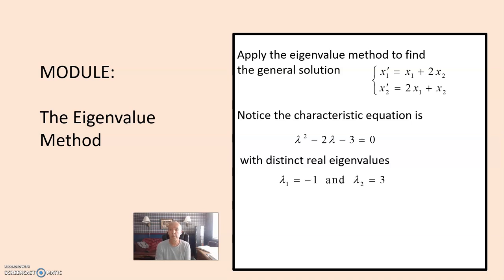And you should be able to observe that the distinct real eigenvalues are lambda sub 1, which is equal to negative 1, and lambda sub 2 is equal to 3. Now notice we won't always have real eigenvalues. Sometimes we'll have complex eigenvalues. Sometimes we'll have repeated eigenvalues. And so you're going to want to know the forms of each of these types of solutions. But here we have distinct real eigenvalues.